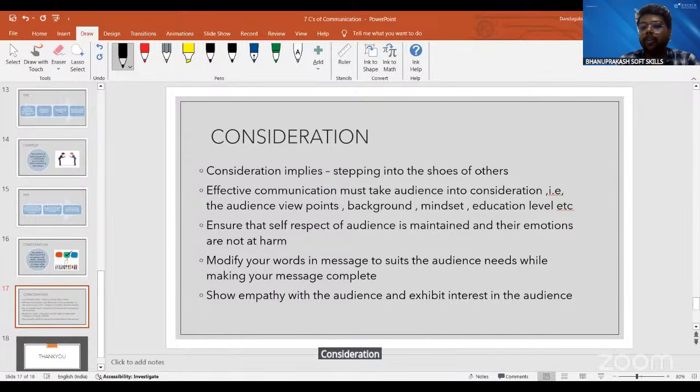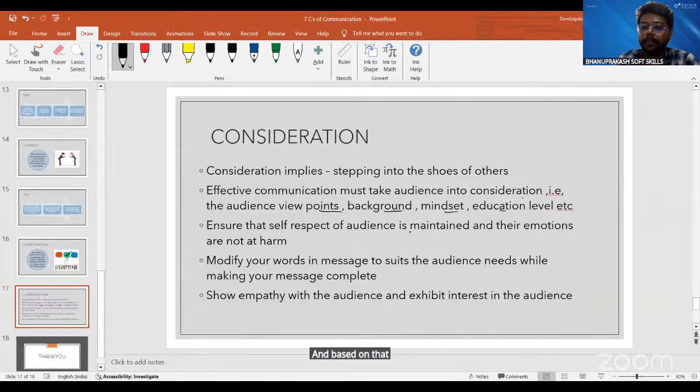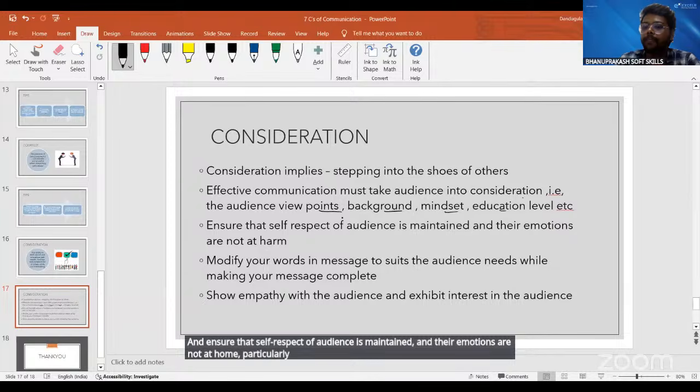Consideration implies stepping into the shoes of others, and effective communication must take the audience into consideration: the audience's viewpoints, background, mindset, and education level. Based on these things, you need to consider what they exactly want, and speak accordingly, ensuring that the self-respect of the audience is maintained and their emotions are not harmed, particularly during GD group discussions.